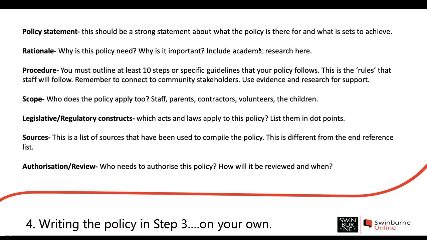Your procedure is an outline of at least 10 steps or specific guidelines that your policy follows. And these are the rules basically on what you're going to get your staff to do. So think of it as very, very practical, and remember to connect back to community stakeholders, use evidence and research for support. What I'm trying to say is there should be very specific steps that are required, that if someone were to pick up the policy, these are the 10 things that they need to do. Not just staff, not just parents, but just 10 general steps for everyone who comes into contact with the centre.